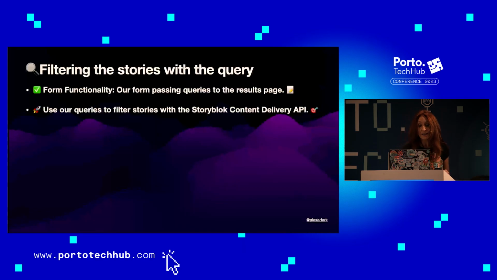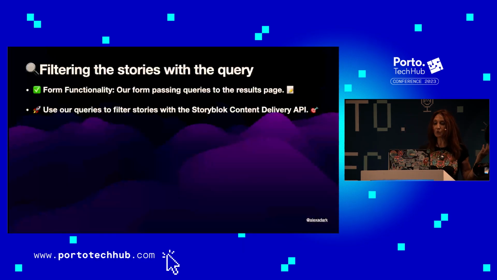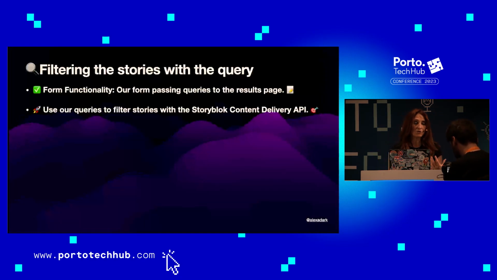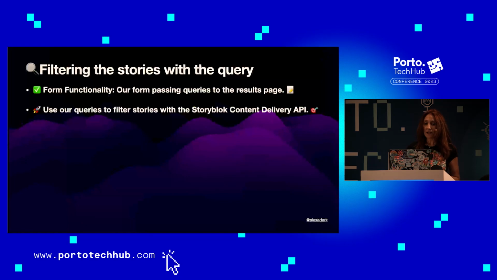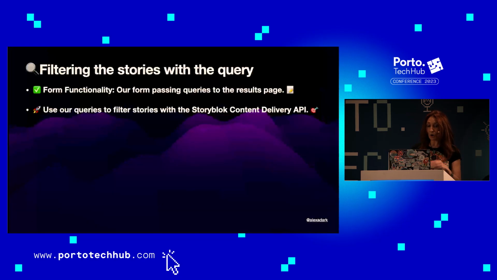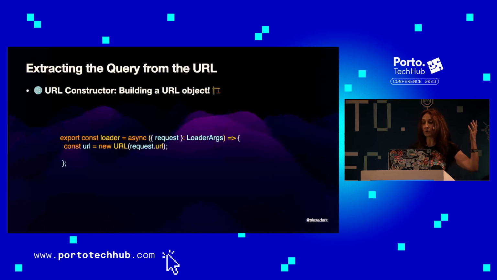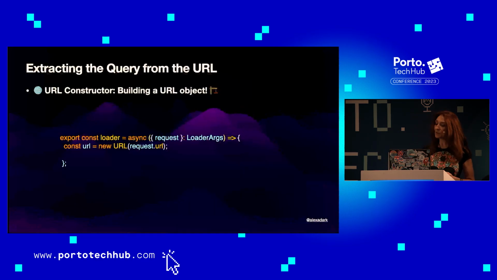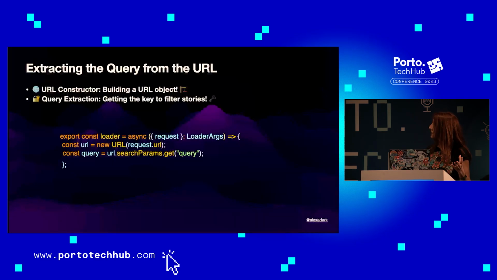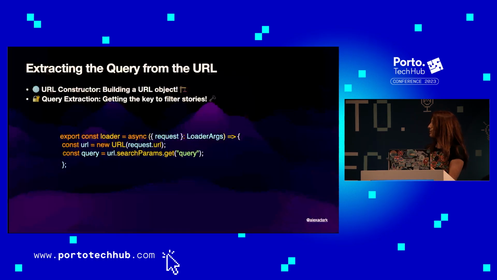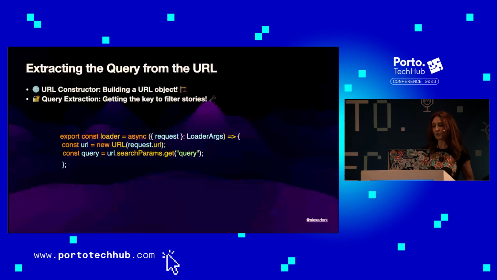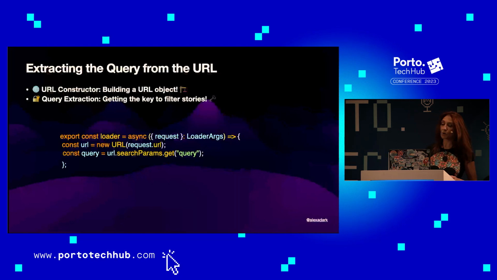Okay, so now we need to get the query from the URL, and then we need to filter the result with this query. And for that, we will use the Storyblok Content Delivery API, which is the API from Storyblok. So first, we extract the query from the URL, and for that, we use the URL constructor, which is again a web standard, to create an object representing the URL defined by the parameters. This object includes a searchParams property, which provides utility methods to work with the query string of the URL. So from there, we get our query.